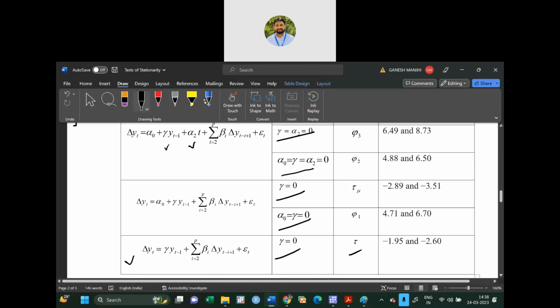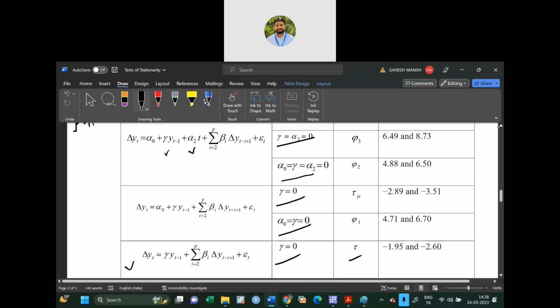However, as I was saying in the last class, anywhere you find that the series is stationary, suppose you found this to be stationary here, right? You stop here and declare the series to be stationary. You don't have to test the remaining tests here.